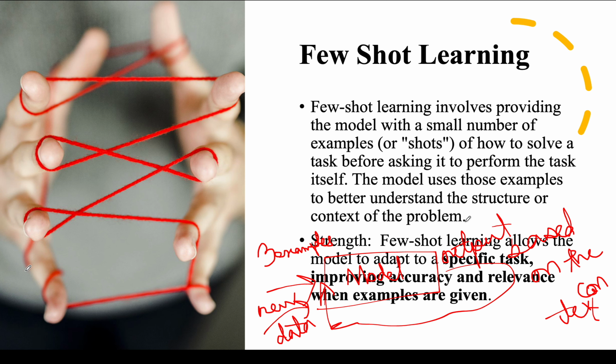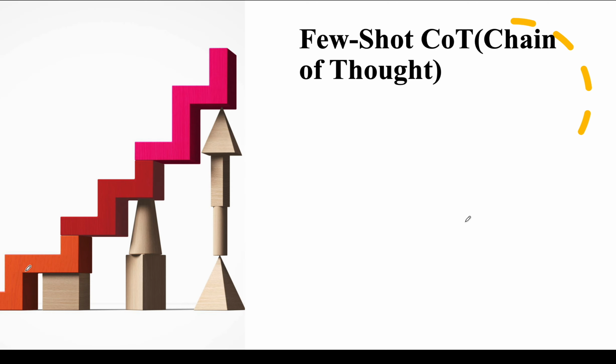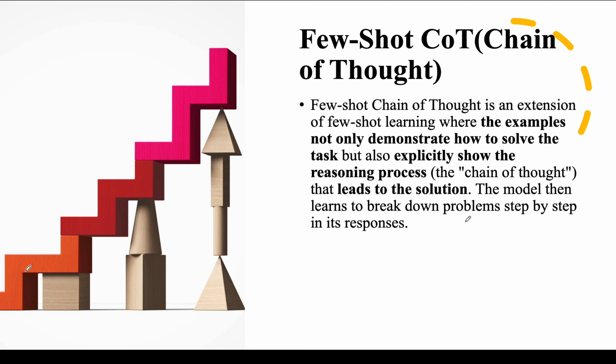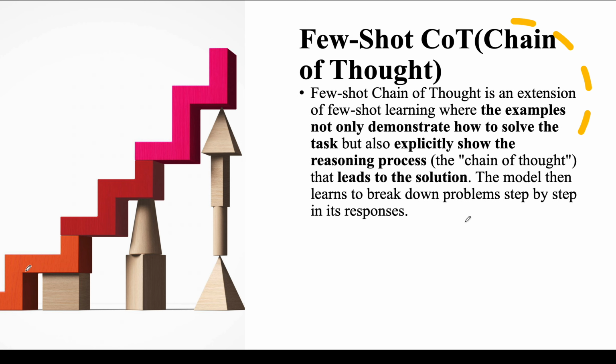So the strength of few-shot learning is that it allows the model to adapt to a specific task or improve accuracy and relevance when examples are given. Few-shot chain of thought is an extension of few-shot learning, where the examples not only demonstrate how to solve the task but also explicitly show the reasoning process.